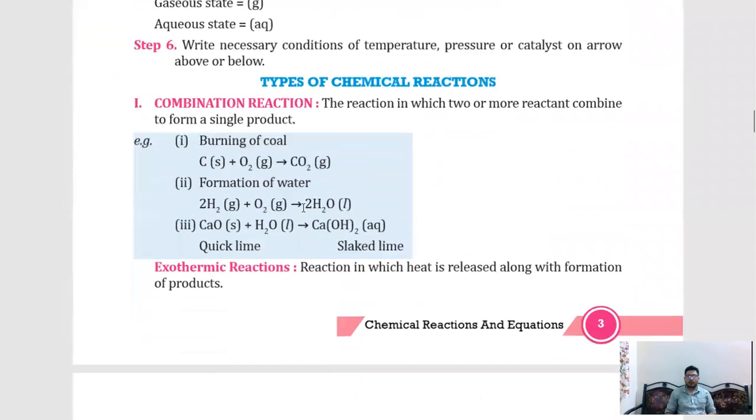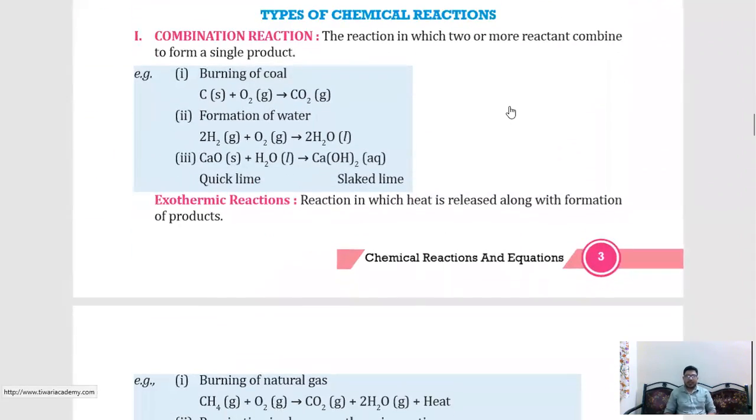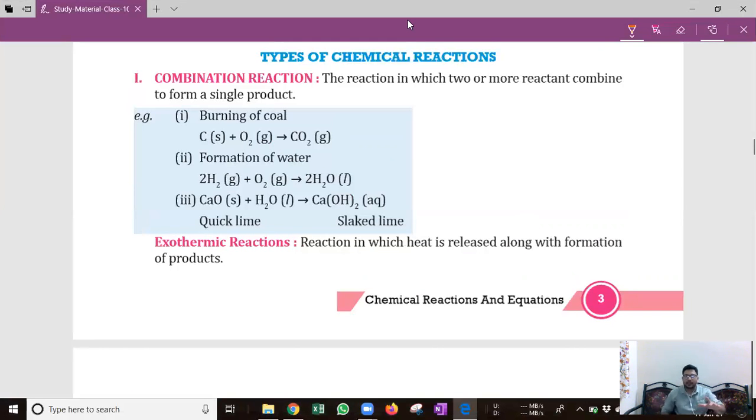Okay, let us jump into the main concept: types of chemical reactions. You see guys, we have been talking about chemical reactions and chemical equations, and there are different types. So let us try to understand the types of chemical reactions.